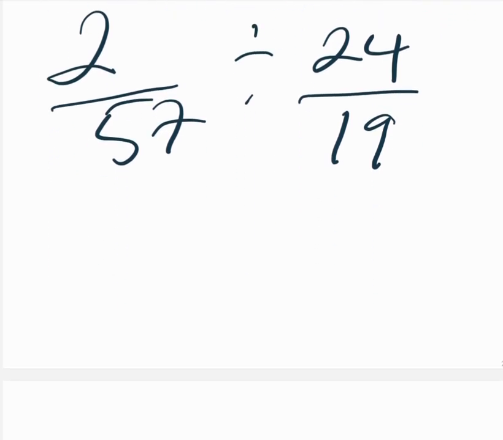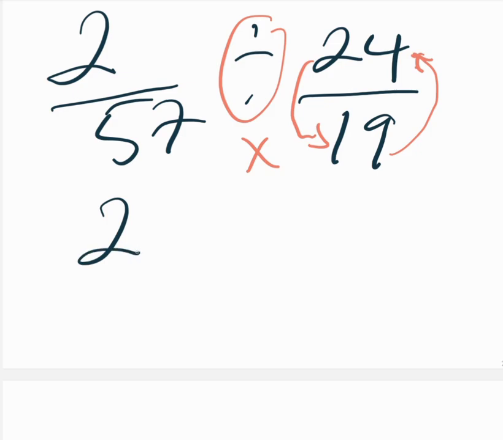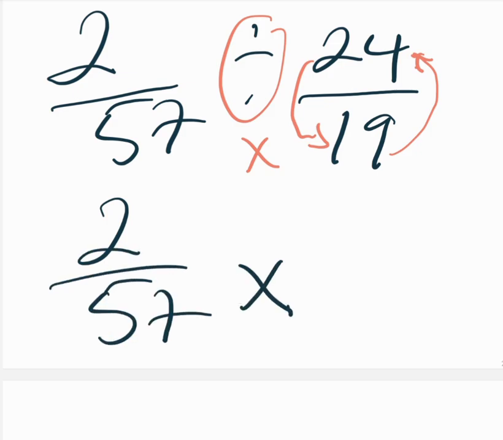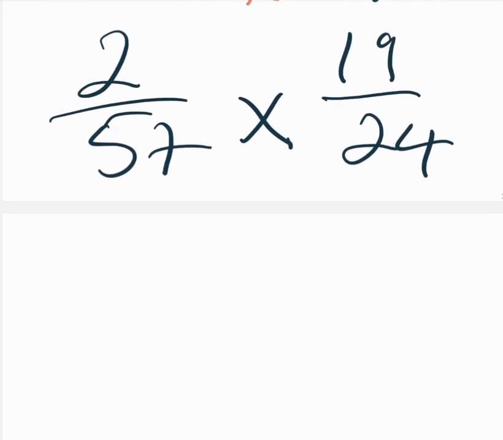So what I do at this point, you see this division sign right here, it's still going to change to multiplication sign. And when it does that, 19 goes up and the 24 comes down, right? Similar thing we did before. So here, I'm going to my black ink. I'm going to have 2 over 57 times, it changes now, times 19 over 24, right? We proceed.